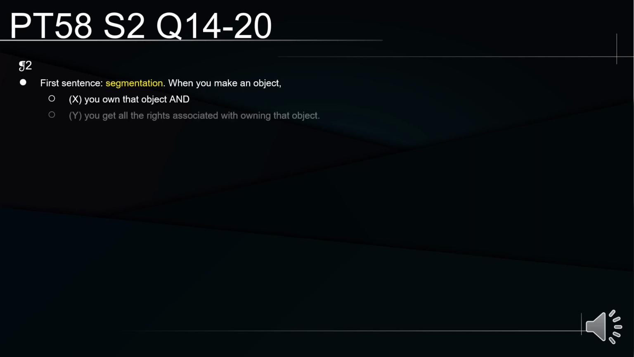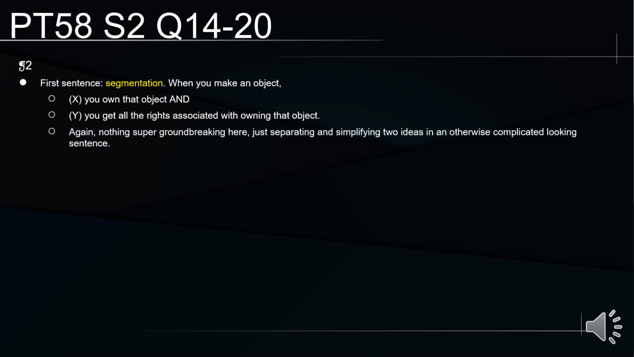So moving right along to paragraph two. The first sentence, there's some segmentation going on here. Turns out when you make an object, you own that object and you get all the rights associated with owning that object, whatever they are. Again, there's nothing super groundbreaking here. I just separated and simplified two ideas in an otherwise somewhat complicated looking sentence. But that's really what all this boils down to. There, if you break it into two parts, this is what you get.